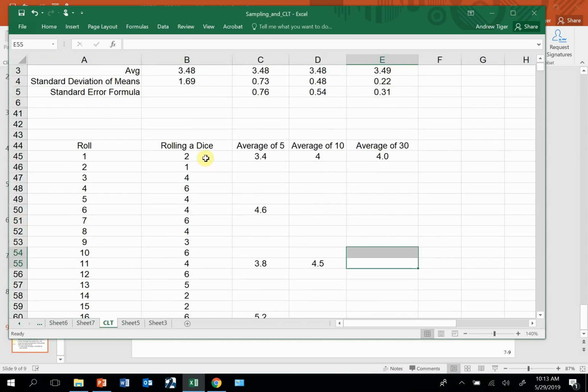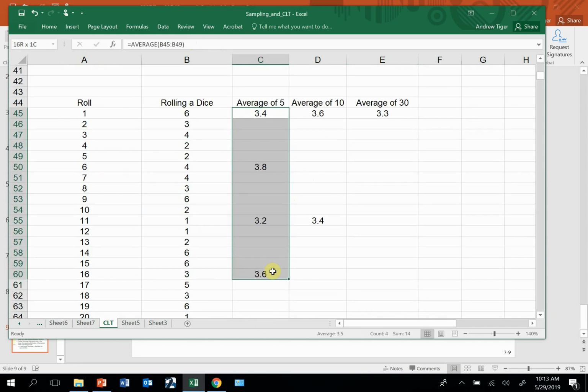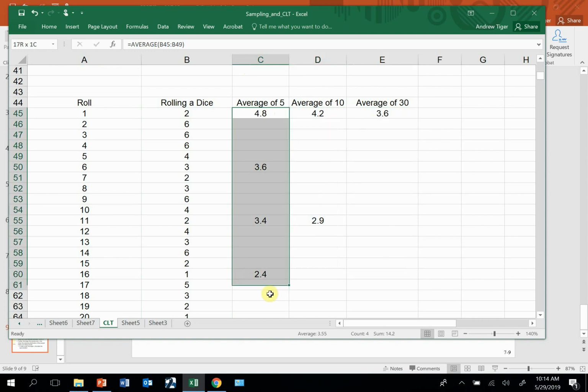Instead of looking at this output, let's start taking averages. So I'm going to take the average of 5. And I need to do it enough times so I can draw a picture. So that is taking the average of those. This is taking the average of the next 5. So all I'm doing is getting a bunch of averages where I'm taking a sample of size 5, sample of size 10, sample of size 30. Now if I look at the distribution of these numbers, what is it going to look like?